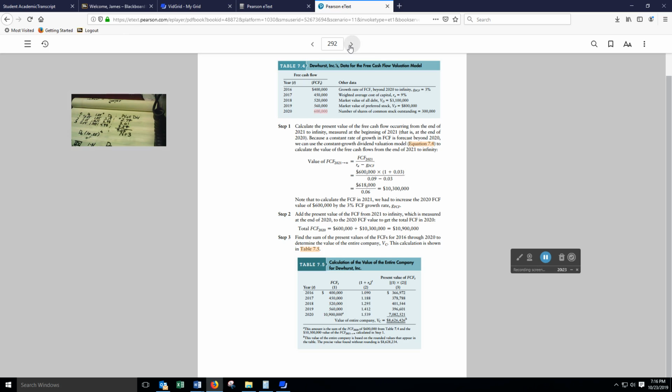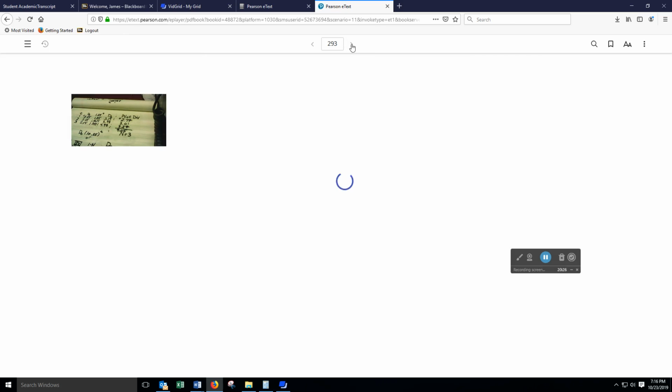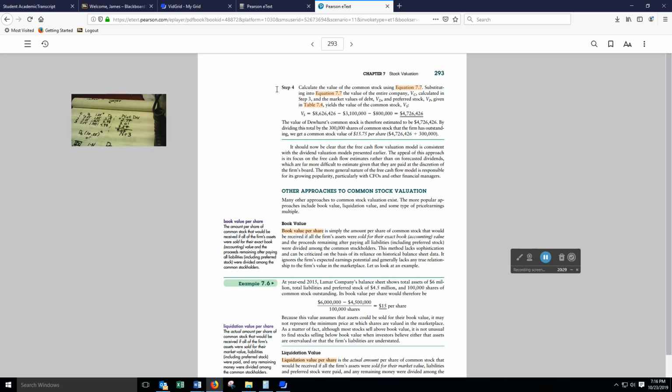It becomes a little bit different because when we did that with dividends, we were pretty much done. But we have this additional fourth step here where we have to subtract out the value of the debt and the value of the preferred stock from the value of the company and its assets. That gives us the value of common stock VS. Then we take VS, divide it by the number of shares, and we can get an estimate of the value for each share.